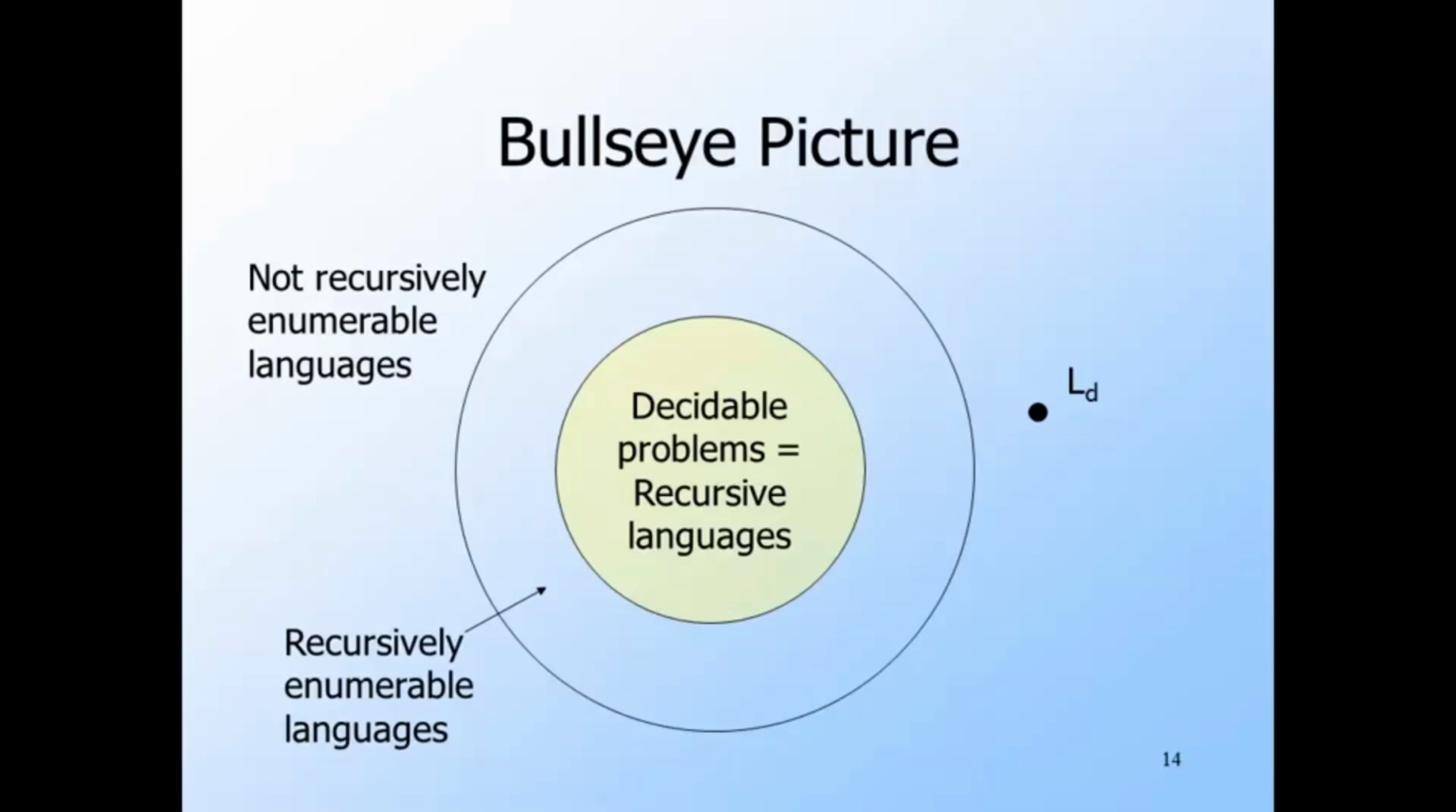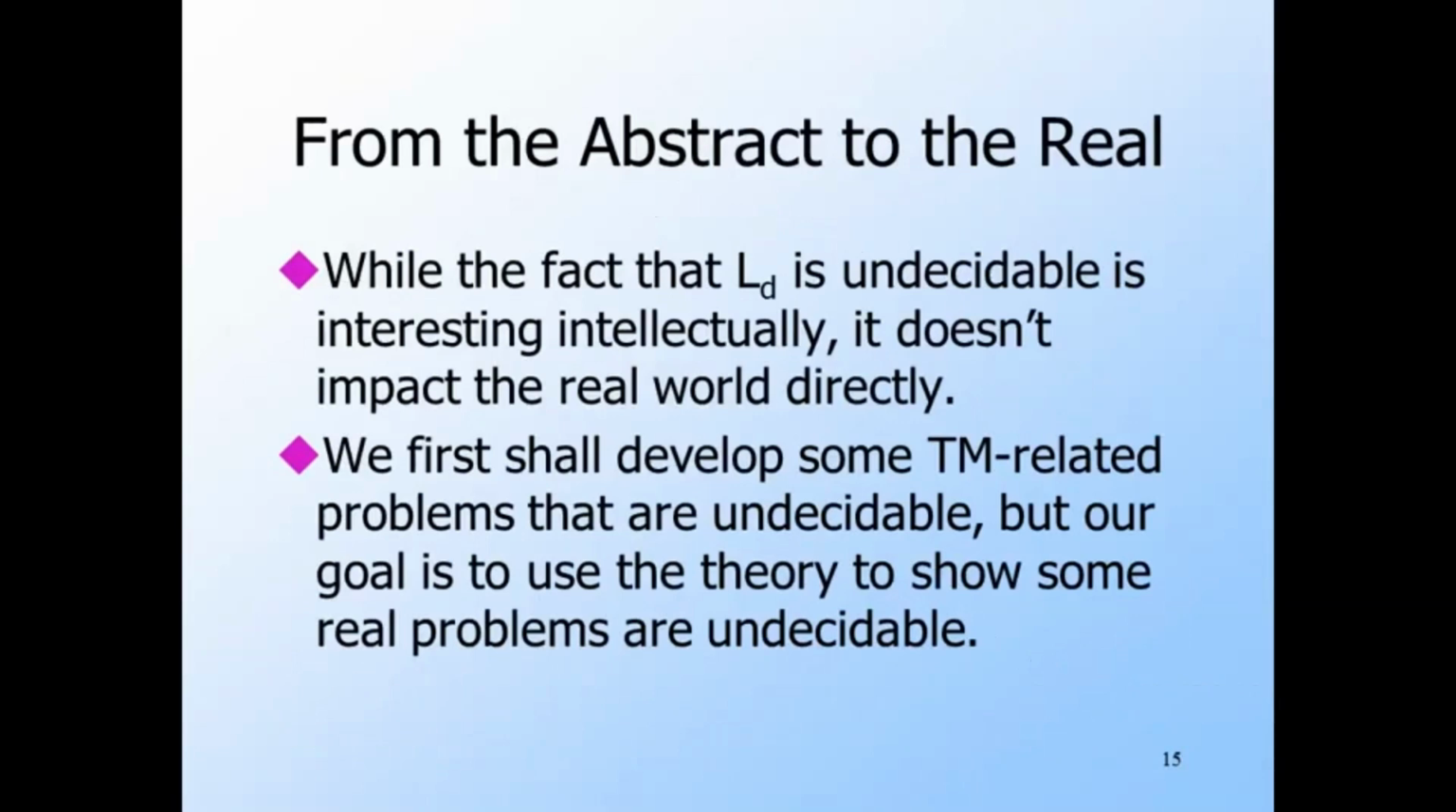Remember that the undecidable problems are all those in either the second ring, the recursively enumerable but not recursive languages, or in outer space, that is, everything that is not yellow in this diagram. And a big question we need to answer: are there any languages in the second ring, those that are recursively enumerable but not recursive? And remember, the real goal of our plan is to show some real problems that are undecidable. The fact that L sub D is undecidable, and in fact super undecidable because it is not even recursively enumerable, is interesting, but it doesn't by itself tell us anything about the real world.